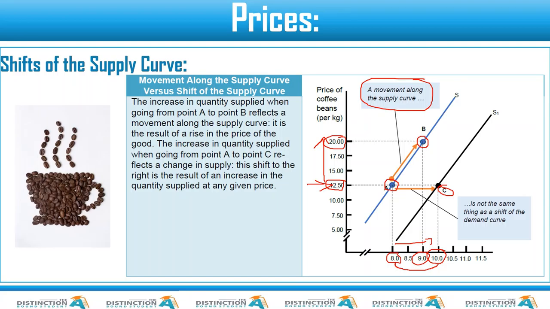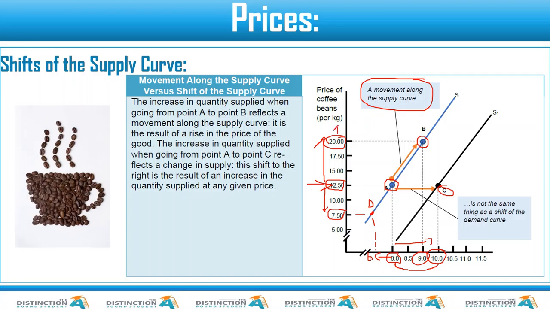Because movement along the supply curve is a result of an increase or a decrease in price. So we could have a situation where supply can shift to point D. If I create point D here, it would simply mean that if the price of coffee dropped from 12 rand 50 to 7 rand 50, quantity supplied would drop from 8 to maybe 6 billion.